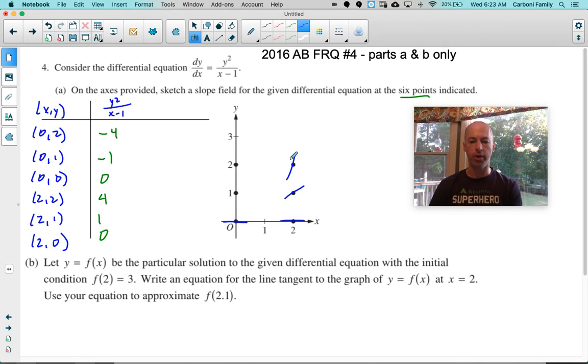Are their slopes okay in relation to each other? So if I wanted to call this a slope of 1, I could call that a slope of 4, and it is steeper. That's all they're looking for.